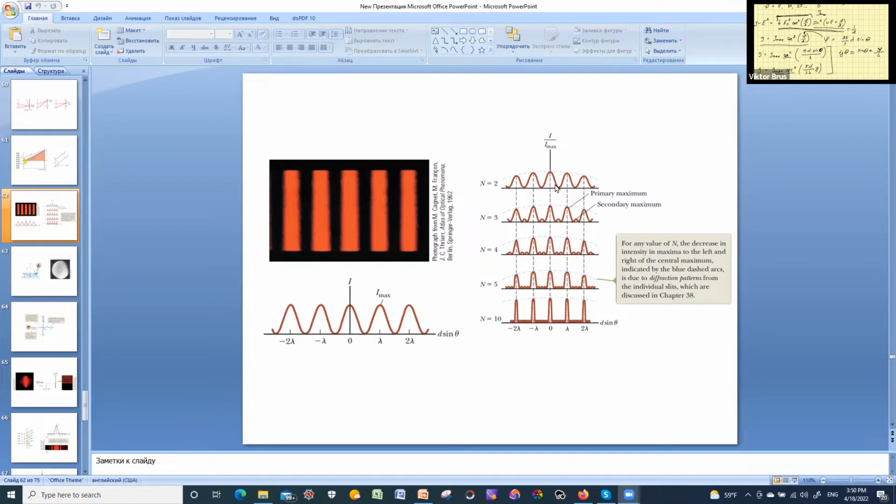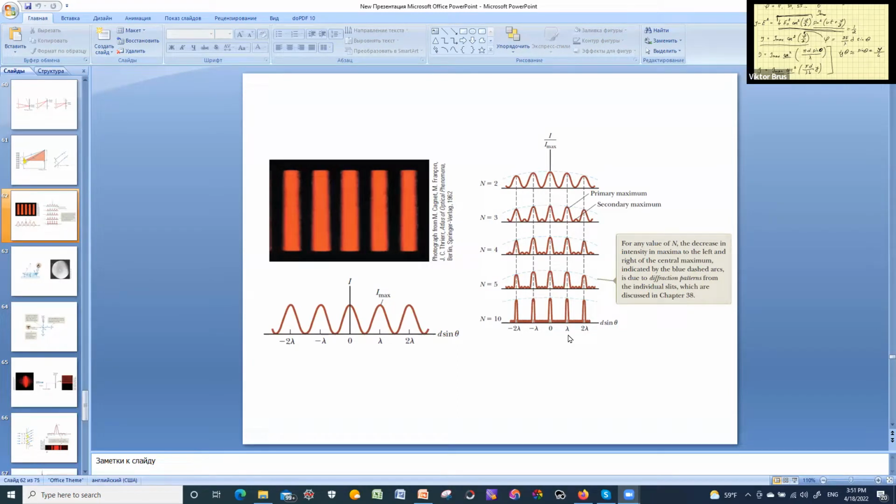not so gradually as in the case of two. So we will get very abrupt edges of this constructive interference maximum. That's how the pattern of interference can be modified if we use a large number of slits.